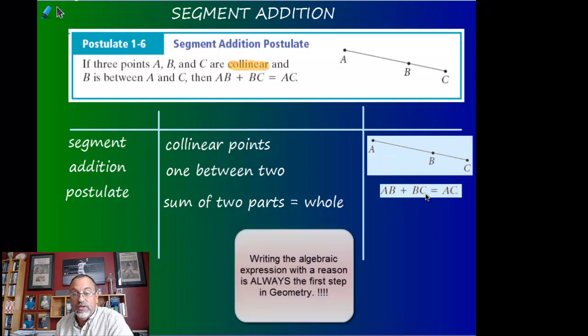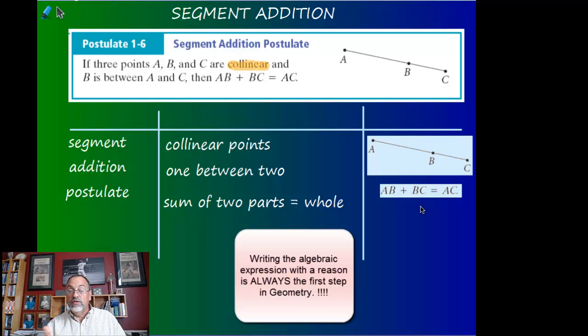This is the algebraic expression. How do you know this algebraic expression is true? What's the reason? Because of the segment addition postulate. So again, that's the core of the course right there. I look at this, I see a line with three points. I know then that these two parts added together equal the entire thing. Understanding that relationship allows me to write this mathematical expression, AB plus BC is equal to AC.